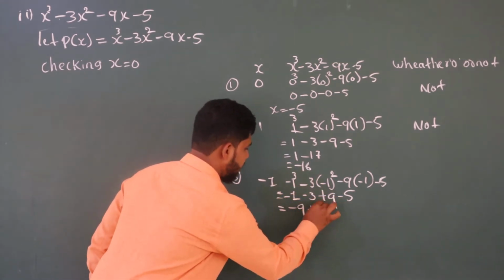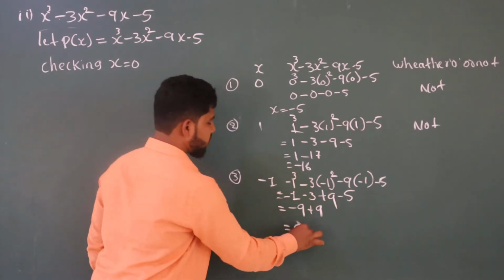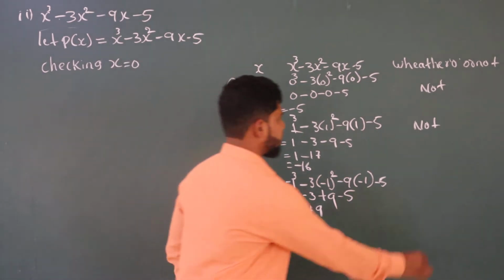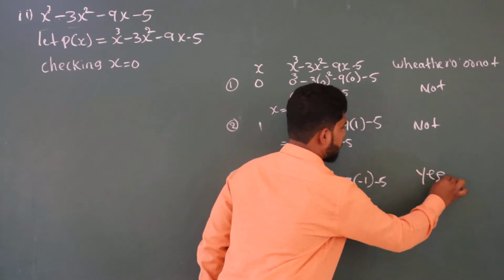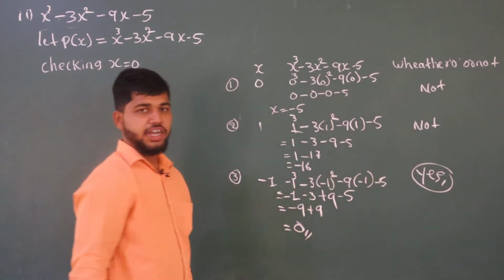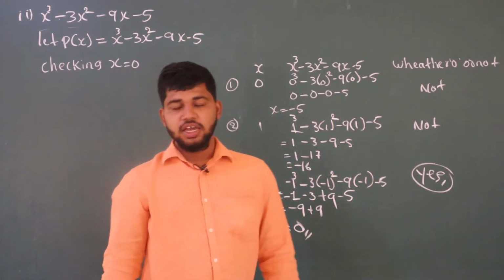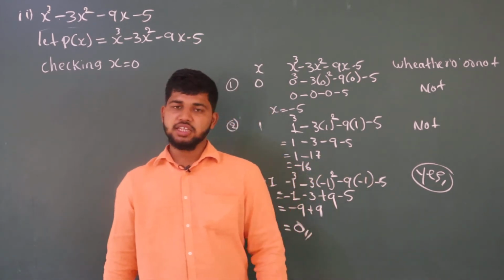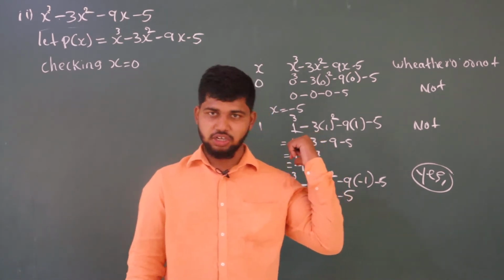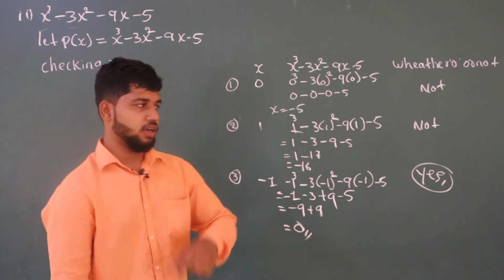Minus 9 and plus 9 cancel, and you will get 0. The condition is possible. If you take the value minus 1 in the place of x, then you will get the answer 0. So minus 1 is possible.